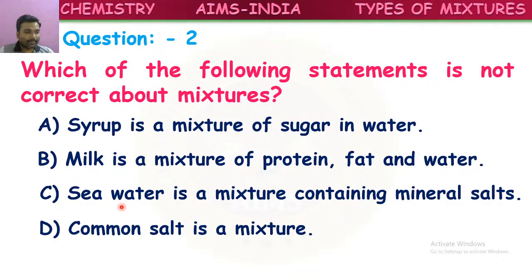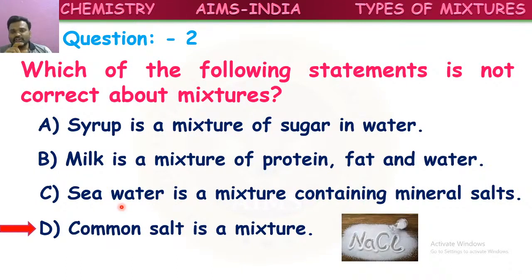Last option, common salt. Yes, common salt is given as a mixture, but common salt is a compound, not a mixture. So it is the correct option, because common salt is made up of sodium chloride molecules. If you take common salt, only NaCl molecules will be in that. It is made up of crystals of sodium chloride. No other substance will be in the common salt. Hence, common salt is a pure substance, not a mixture. Hence, the correct answer here is D, because they are asking to find out which is not a mixture.